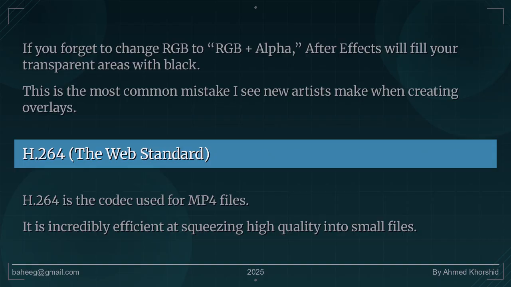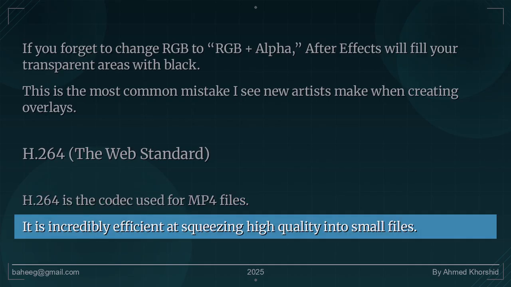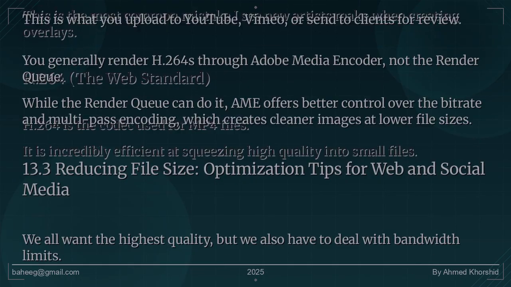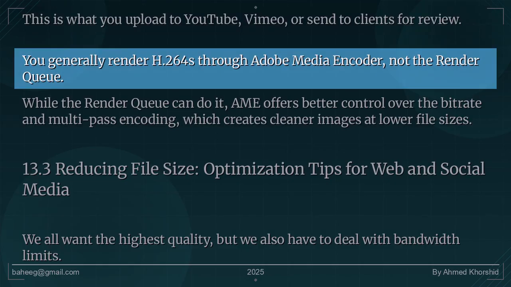H.264, the web standard. H.264 is the codec used for MP4 files. It is incredibly efficient at squeezing high quality into small files. This is what you upload to YouTube, Vimeo, or send to clients for review. You generally render H.264s through Adobe Media Encoder, not the render queue.